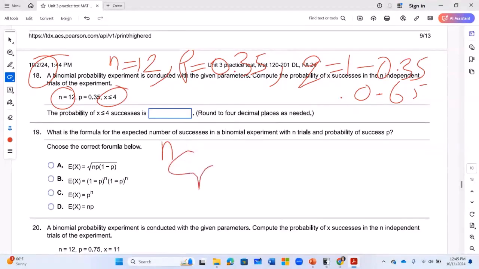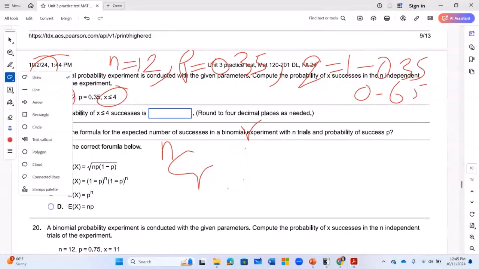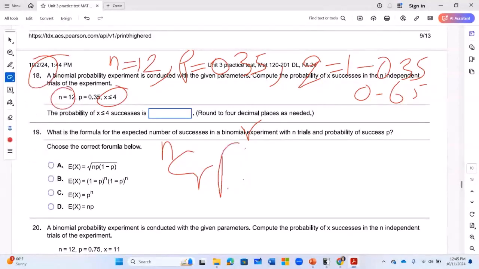Combination R, success to power R, failure. So I need to write success the way it should be. All right, success to power R, and failure to power n minus R. So this is the binomial distribution formula here. And this is n.